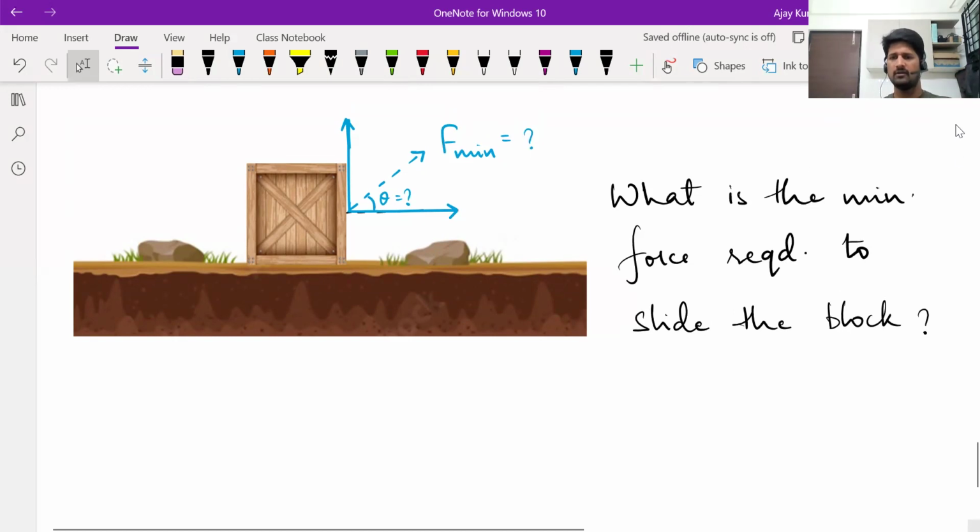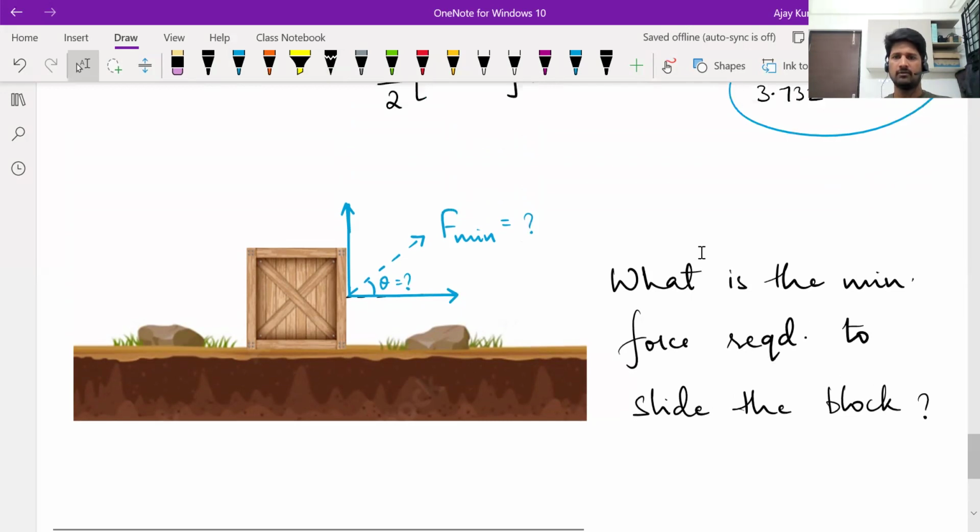Okay, are you all following me? Did you all understand what we need to calculate now? If any of you have a doubt, you can ask. Okay, so what is the angle and what is the minimum force needed to slide the block and at which angle it should be applied.